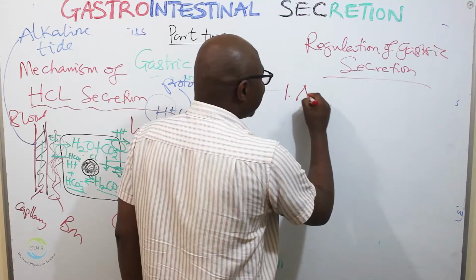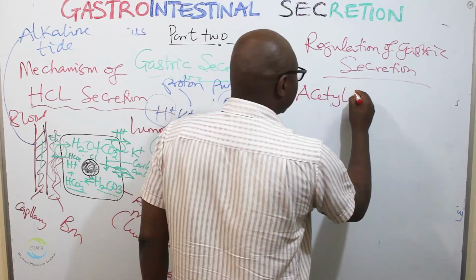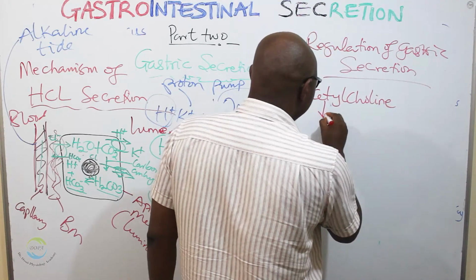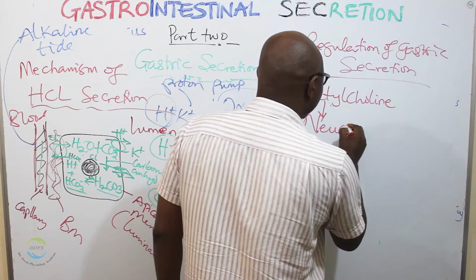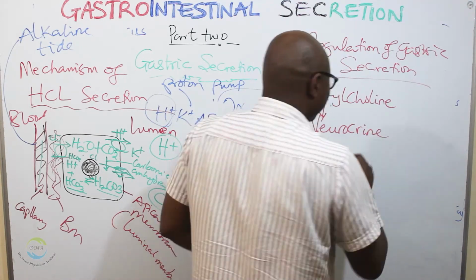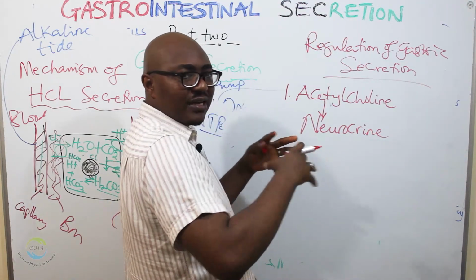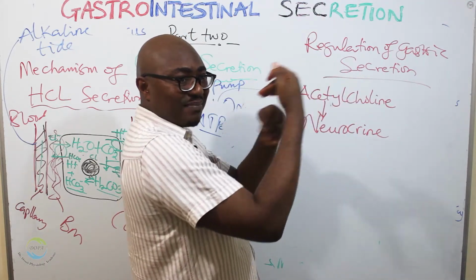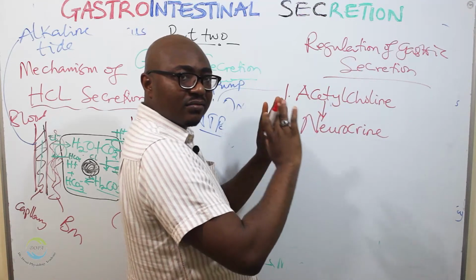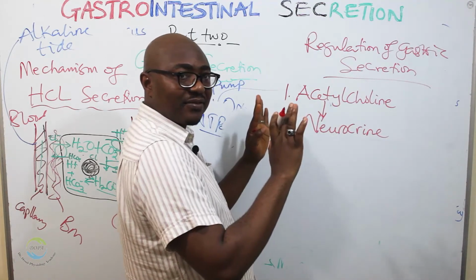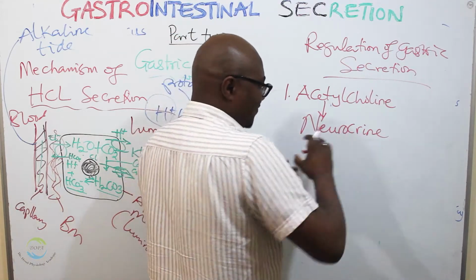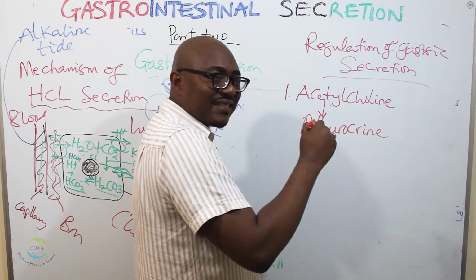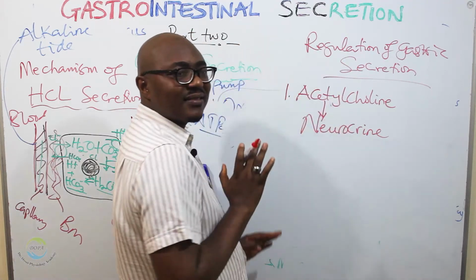Okay, so you have for the nervous mechanism acetylcholine. It is through a neurocrine mechanism, through the nerves. It happens a lot from the parasympathetic branch of the autonomic nervous system that influences gastric acid secretion. And sympathetic does what? Inhibits.